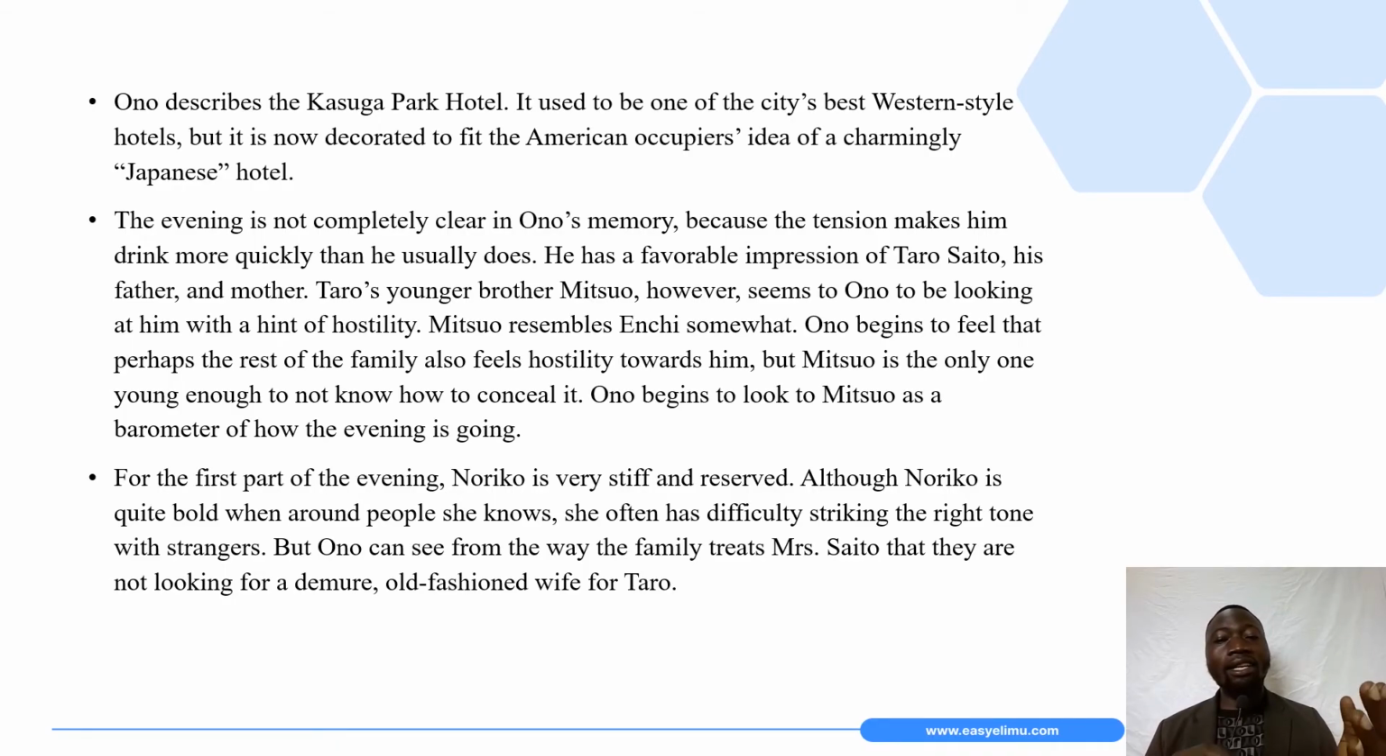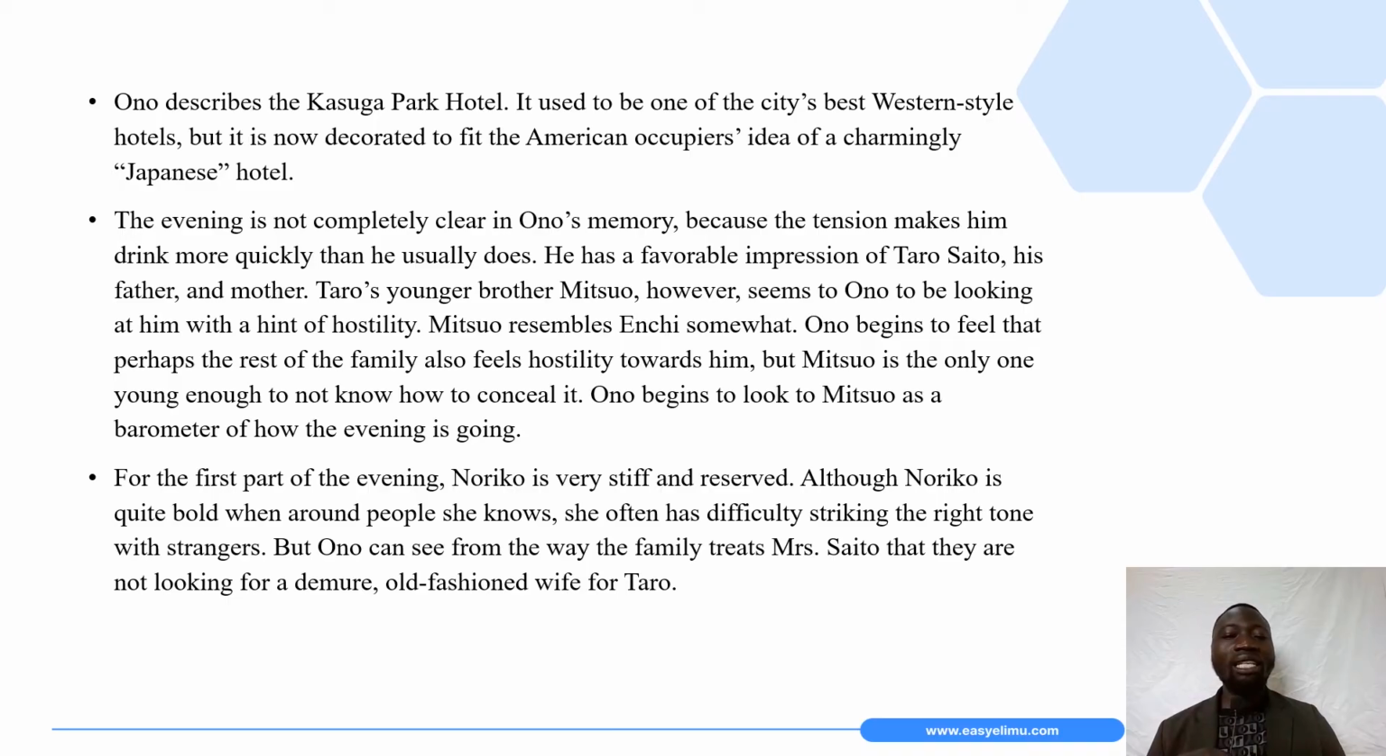Then there is Taro's younger brother by the name Mitsuo, who, however, seems to Ono to be looking at him with a hint of hostility. So Mitsuo resembles Enchi somewhat. Remember, Enchi was the young man Ono met at Kuroda's place. So Ono begins to feel that perhaps the rest of the family also feels hostility towards him. But Mitsuo is the only one young enough to not know how to conceal it.